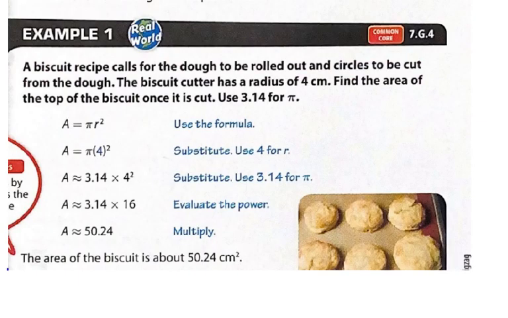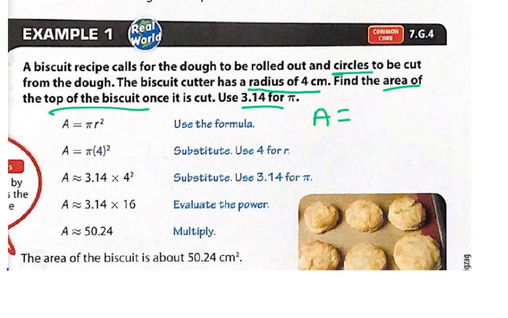Here's an example for you. A biscuit recipe calls for dough to be rolled out in circles to be cut from the dough. The biscuit cutter has a radius of 4 centimeters. Find the area of the top of the biscuit once it's cut. Use 3.14 for pi. So what's important in this problem is that it has a radius of 4 centimeters, and we're finding the area of the top of the biscuit, and the biscuits are circles, okay? And they want us to use 3.14 for pi.